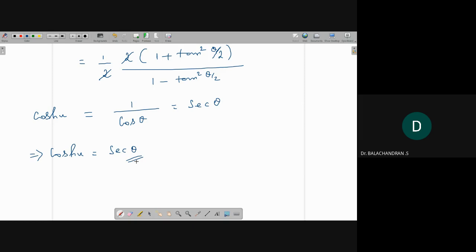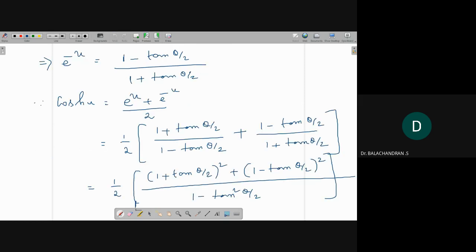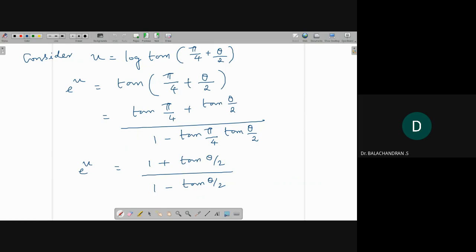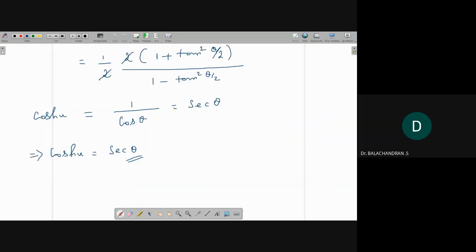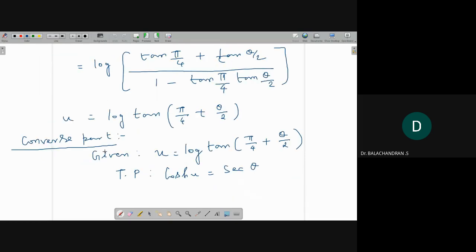Okay, so now I think Uddhavan asked us a problem. So I will do that one. I think I solved the converse part also. I think I have done it, whether I did it or not.